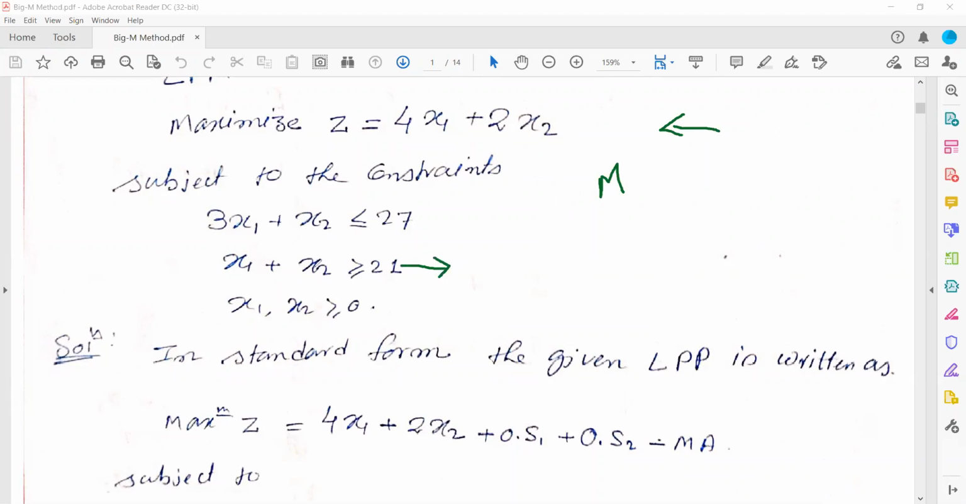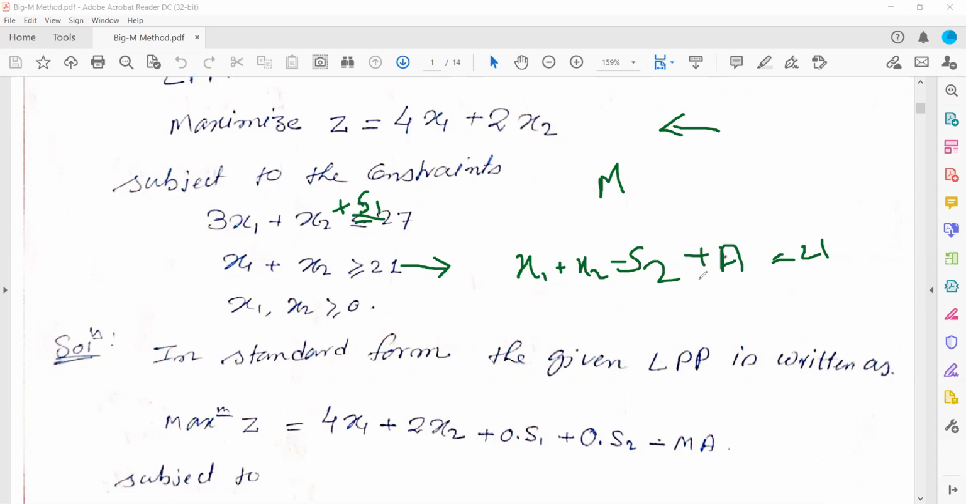While converting this constraint into an equation, what will we do? X1 plus x2, and here one slack variable will come, say s1 is a slack variable. Next, one surplus variable will come, that will be minus s2. A surplus variable should be subtracted, and then you need to add one artificial variable, say a, and that is equal to 21.